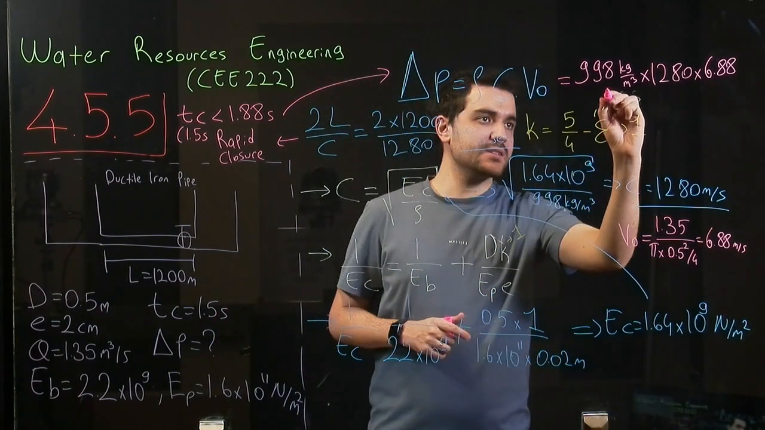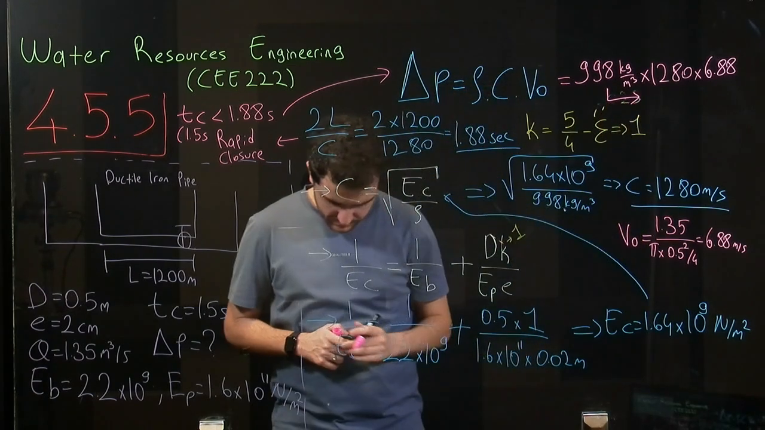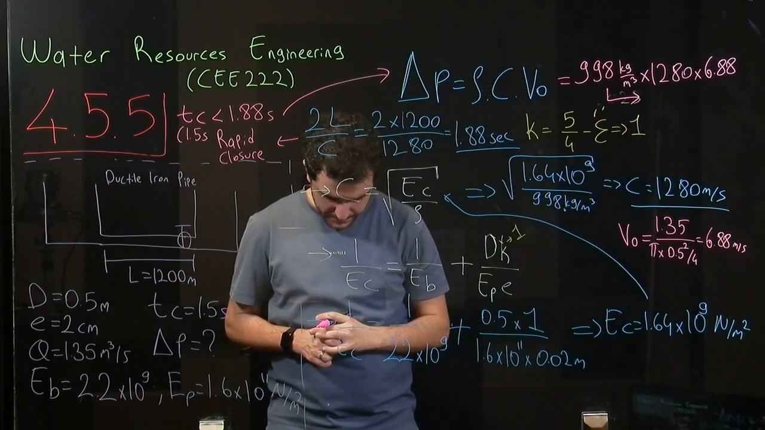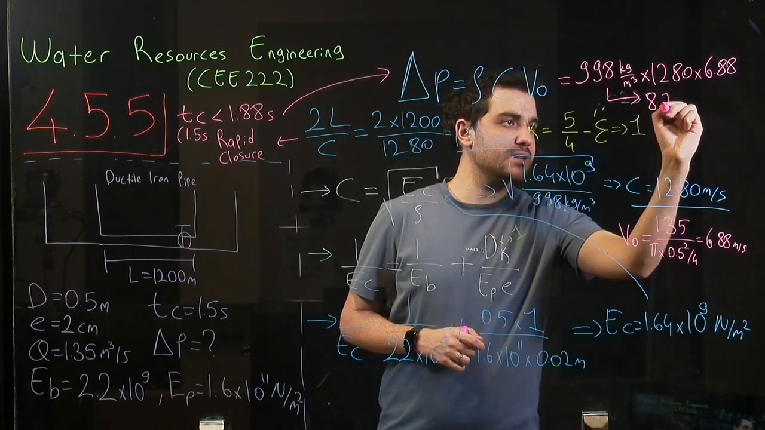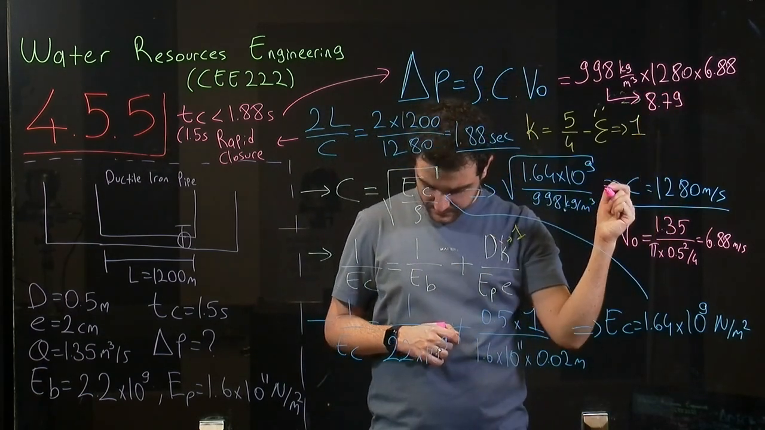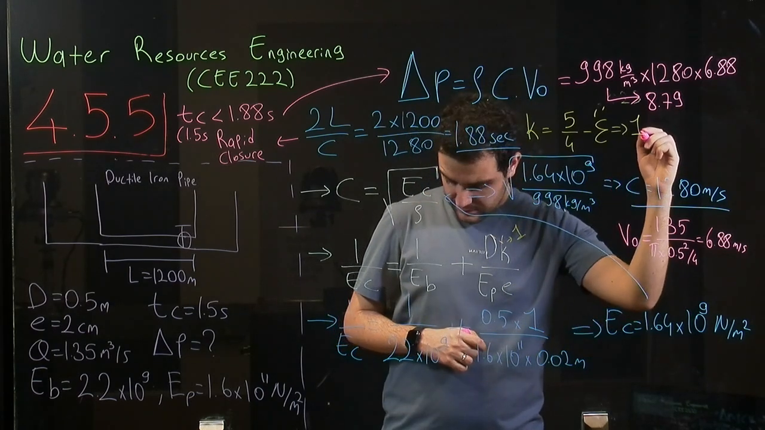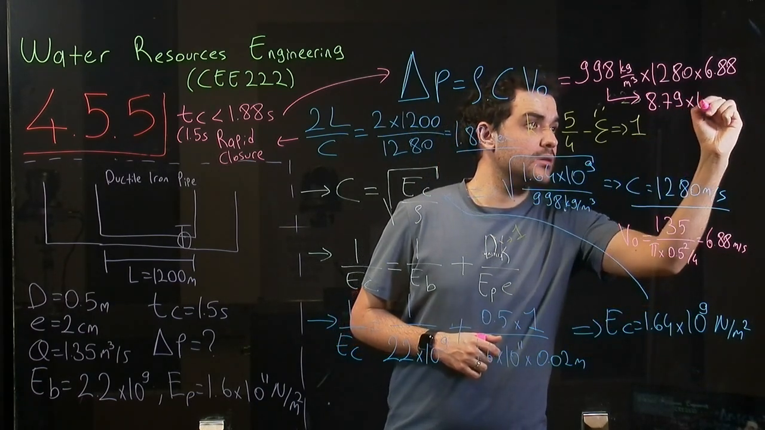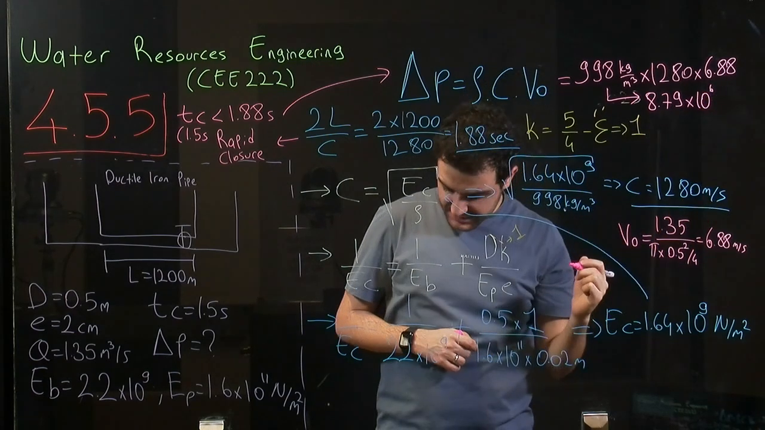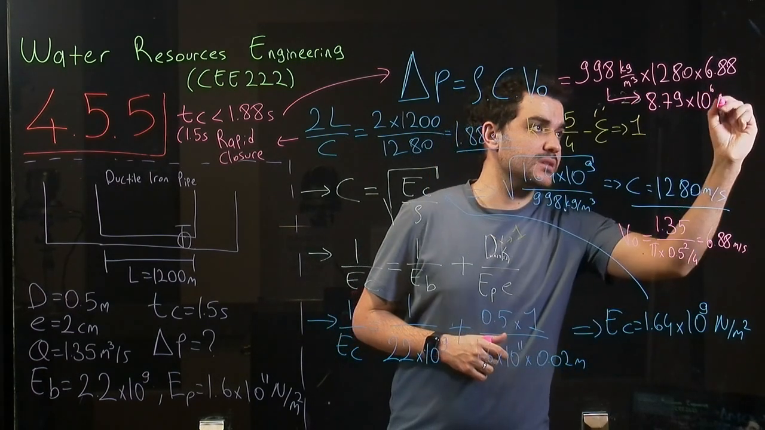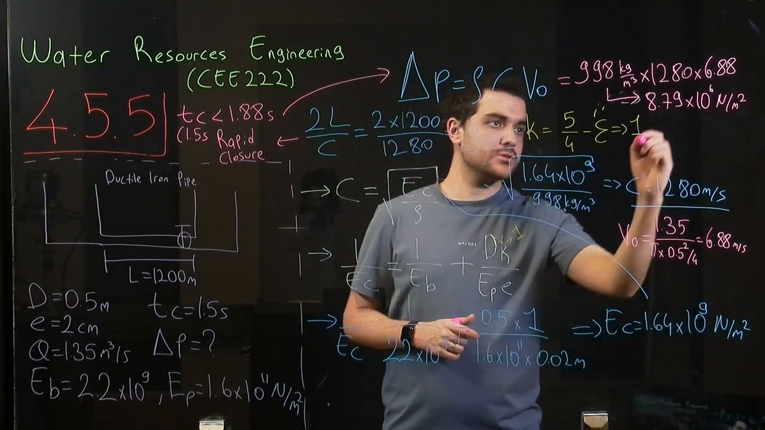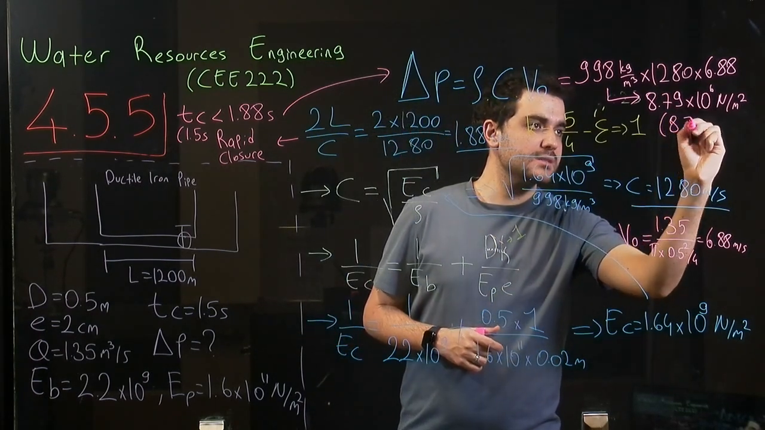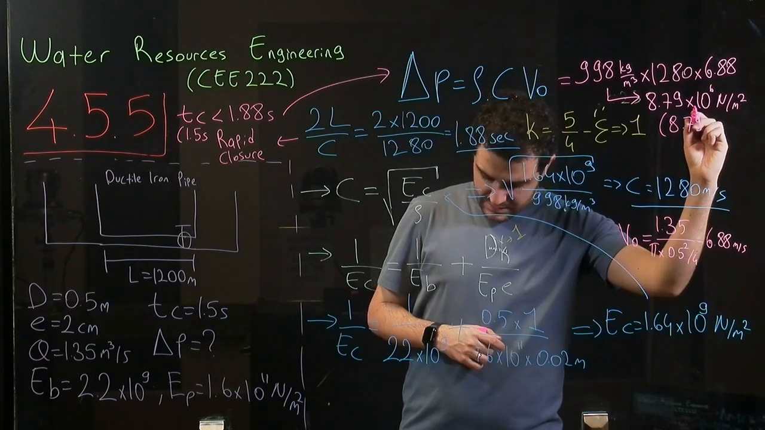And this gives us 8.79 times 10 power of 6 Newton over square meter, or it is 8.79 megapascal.